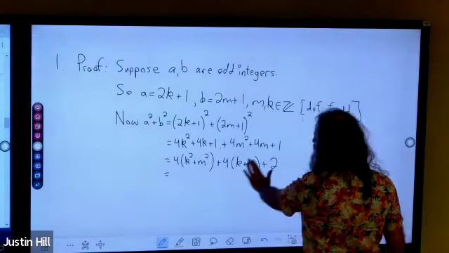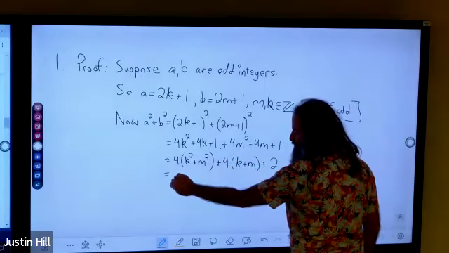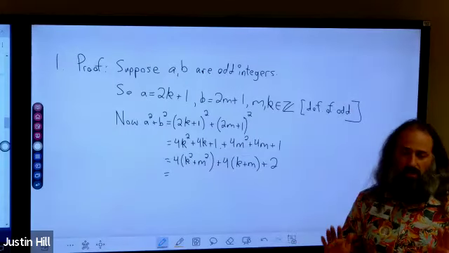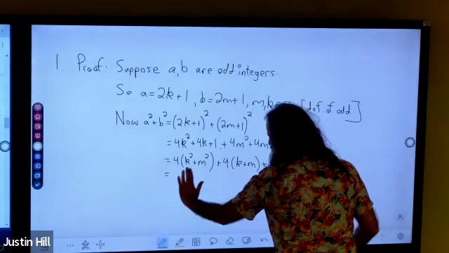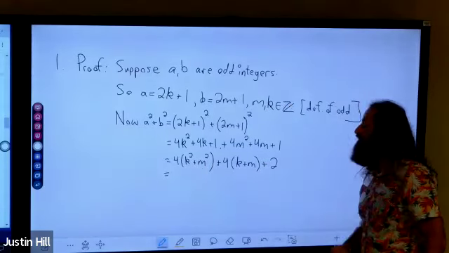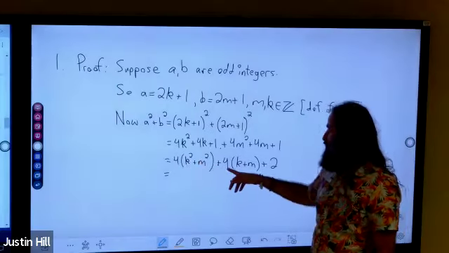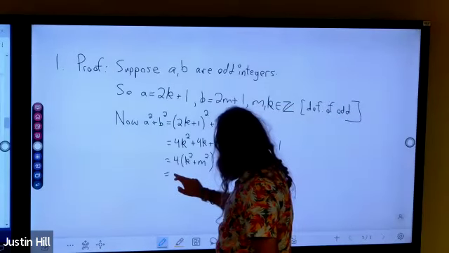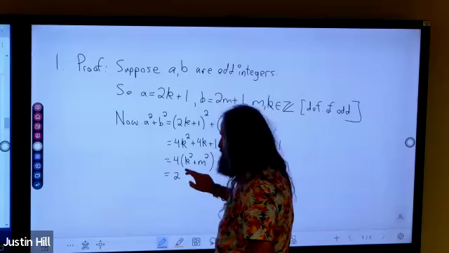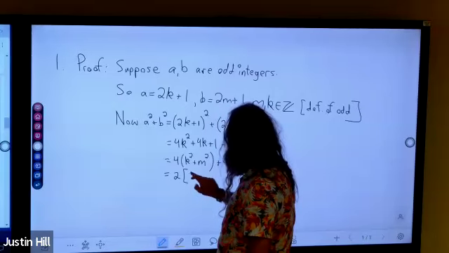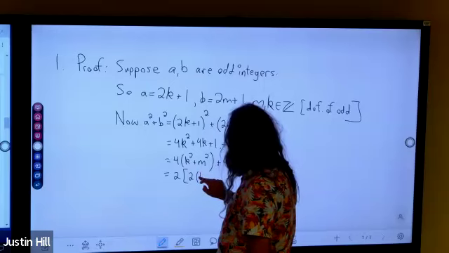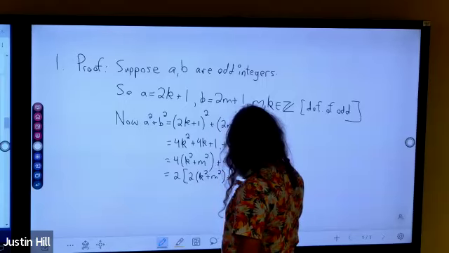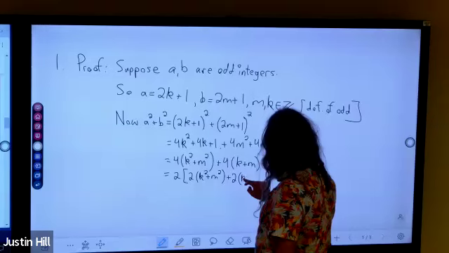No matter what work I'm doing here, my goal is to see 2 times a bunch of stuff that I can say is an integer. Ultimately, it's very simple. Notice that this is a 4, this is a 4, this is a 2. I can factor out a 2 from all of those. That leaves me with 2 times (2(k squared plus m squared) plus 2(k plus m) plus 1).